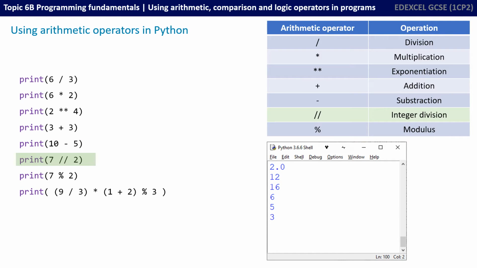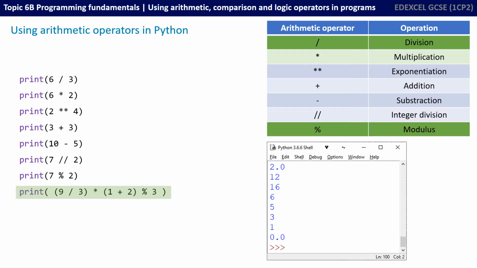Now integer division, remember, says how many times does the number on the right fit into the number on the left, whole times. So 2 fits into 7 3 whole times. So 7 // 2 gives me 3. In Python, 7 % 2, percent is for modulus, says how many times does the number on the right fit into the number on the left, then what's left over. So 2 fits into 7 3 times, and what we have left over is 1. So 7 % 2 returns 1.